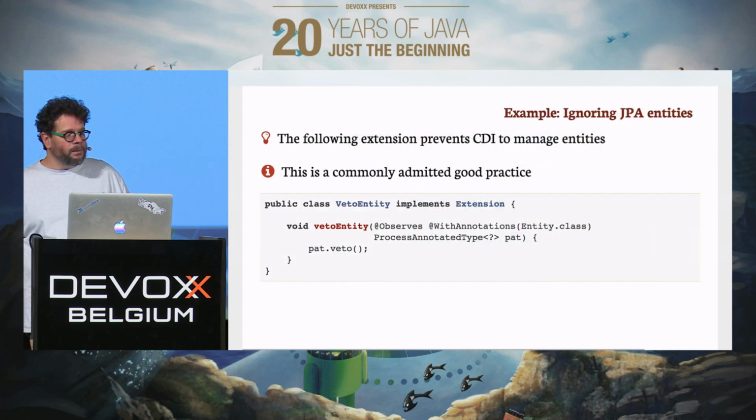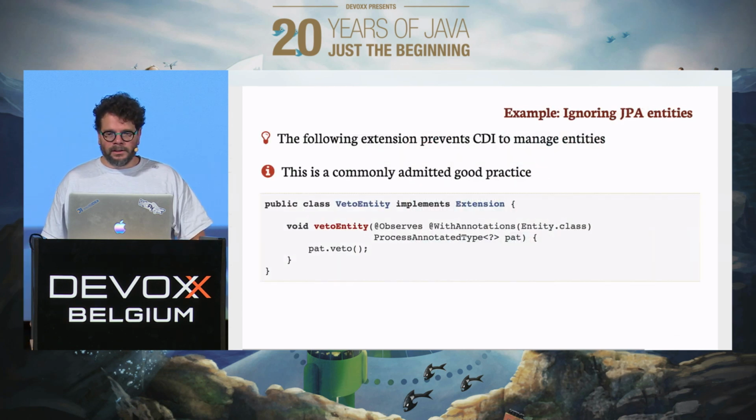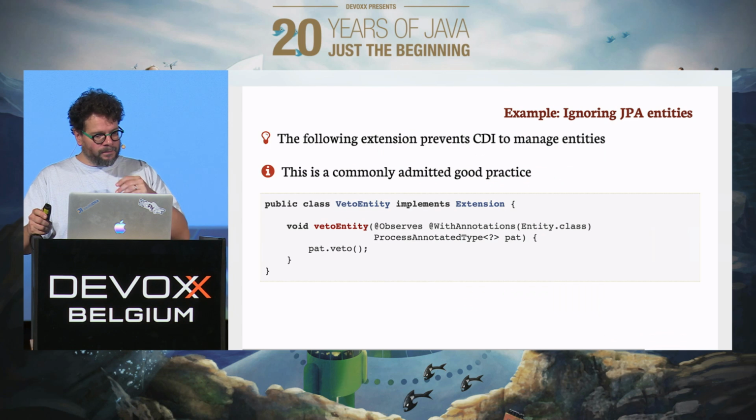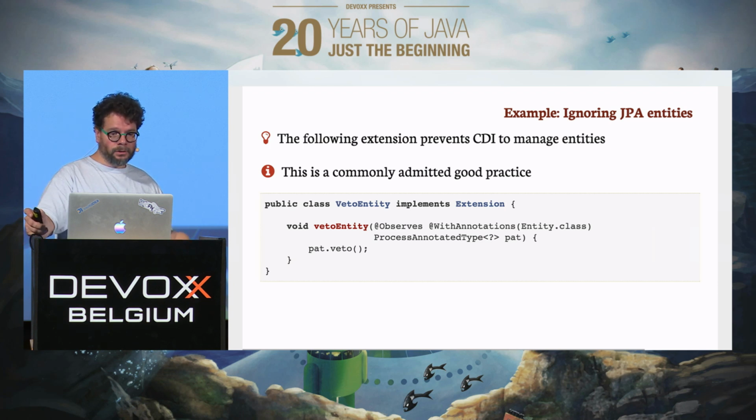So, a very simple extension example here. I have this veto entity extension. It's commonly not a good practice to use a JPA entity as a CDI bean. So we would like to say that every entity discovered in deployment won't be a bean. So we have this extension.